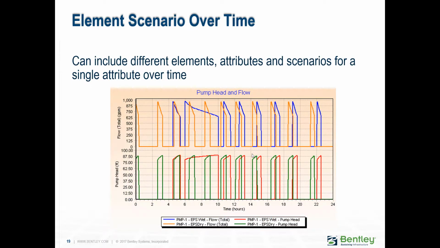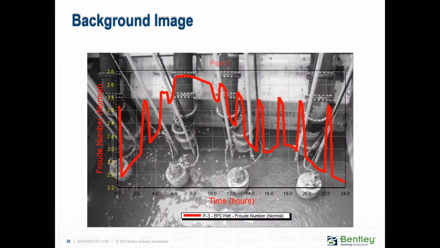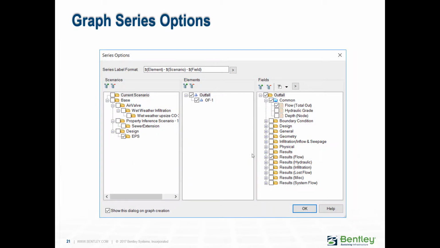Not only can you do that, you can look at different attributes. So here we're looking at one pump over two different scenarios and looking at two different attributes, flow and pump head. You could put background images. And in this graph series option is where you can select which scenarios you're going to use, which elements you're going to include, and which attributes you want to graph.